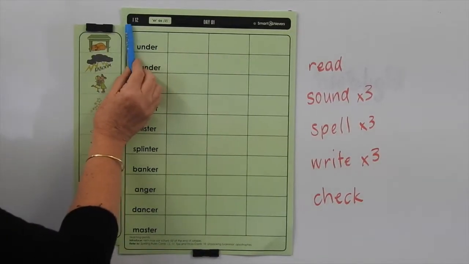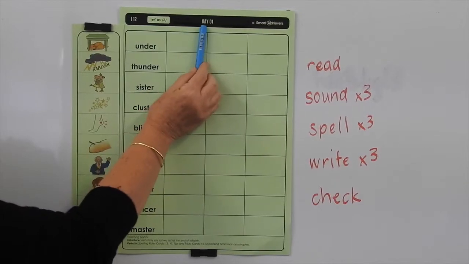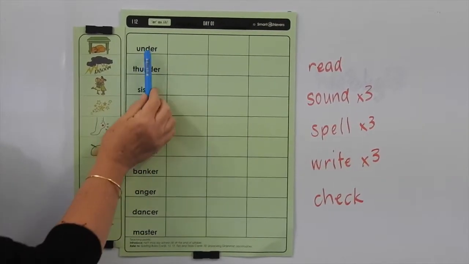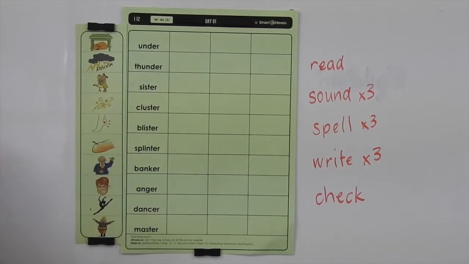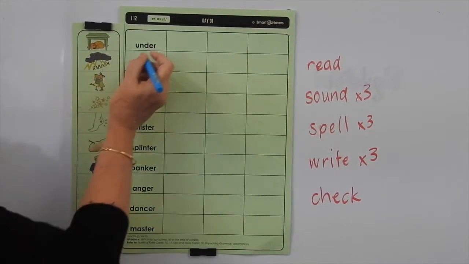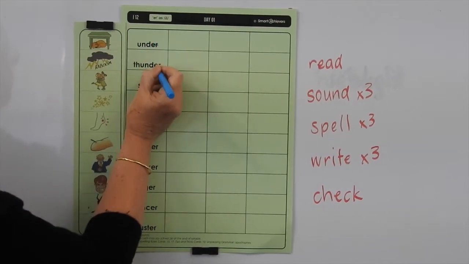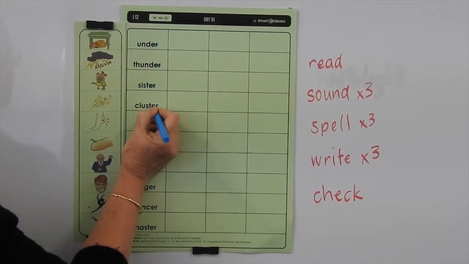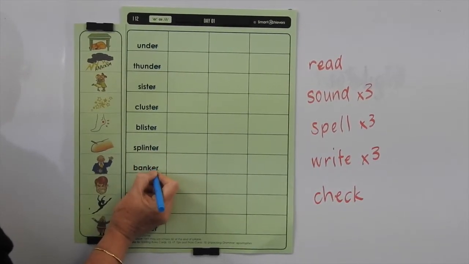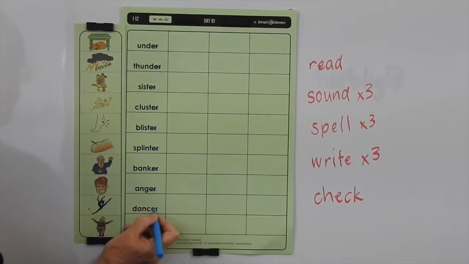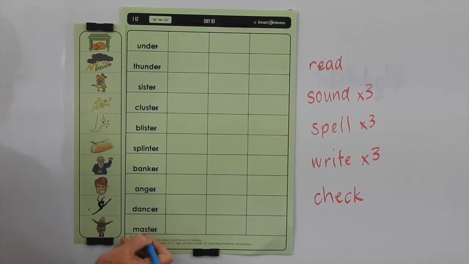This is level I, list 12, and we're doing the day 1 page. All of these words end in ER, and we're using the ER for the sound on the end of these words. So we've got under, thunder, sister, cluster, blister, splinter, banker, anger, dancer, master.